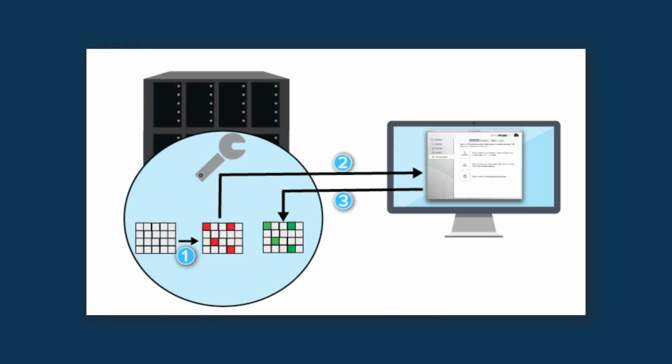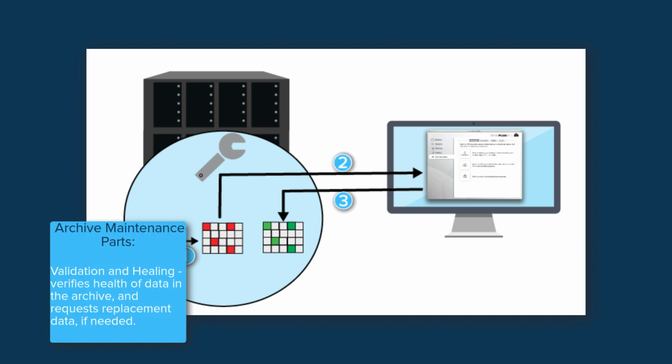Speaking of health, the last part of archive maintenance that I want to mention is validation and healing. This process scans the blocks of data that are in the archive and looks for corruption. If corruption is found, the server will tell the client to send that block of data again, so it can be replaced in the archive. This ensures that the data in the archive is healthy and usable in case it needs to be restored.